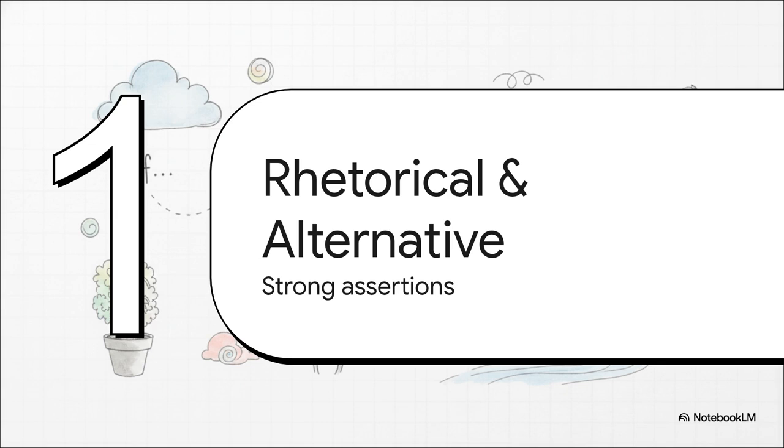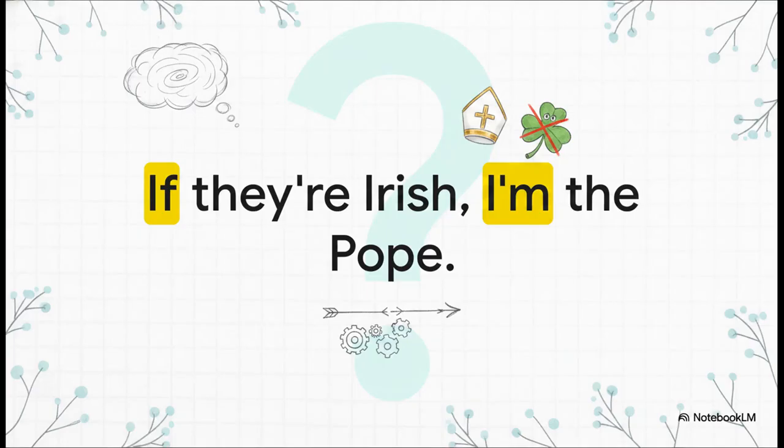Section 5. Rhetorical and alternative clauses. Strong assertions and overlapping concepts. I want you to ponder this statement for a moment. If they're Irish, I'm the Pope. This is a rhetorical conditional. Structurally, it looks exactly like an open condition, but semantically, it's a fiercely strong assertion. By pairing a conditional clause with a matrix clause that is patently, obviously absurd, like I'm the Pope, the speaker is forcefully asserting that the conditional clause itself is absolutely false. We are literally using grammatical logic to highlight an absurdity.